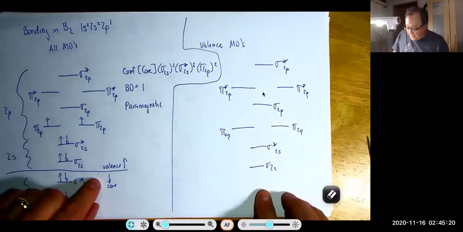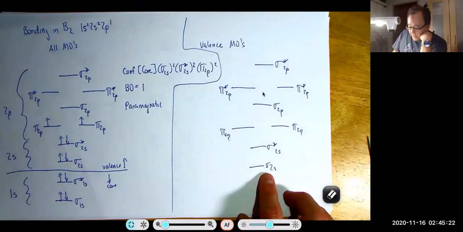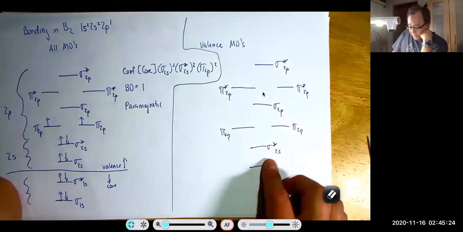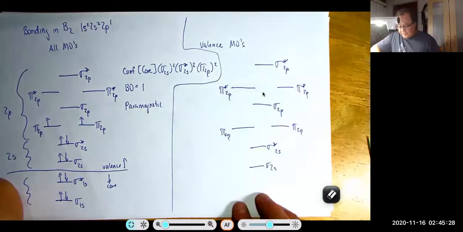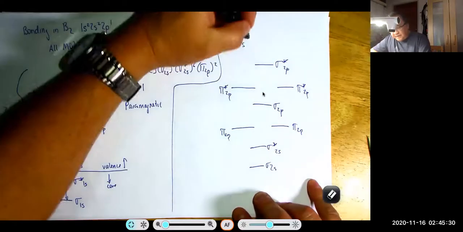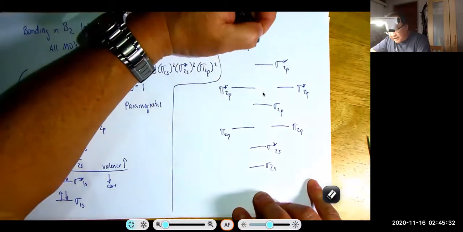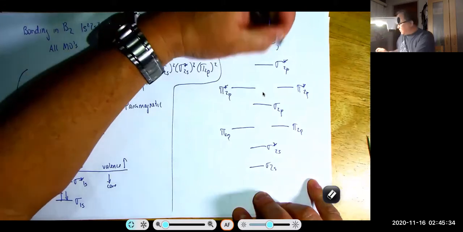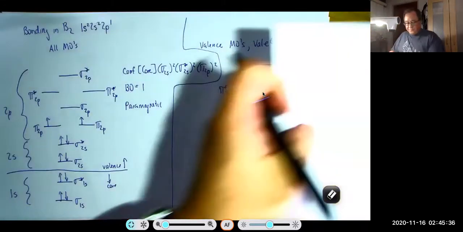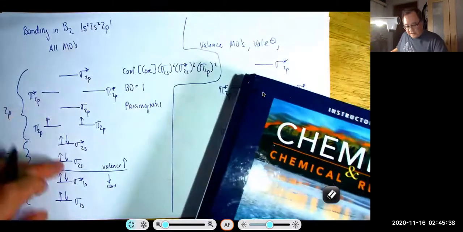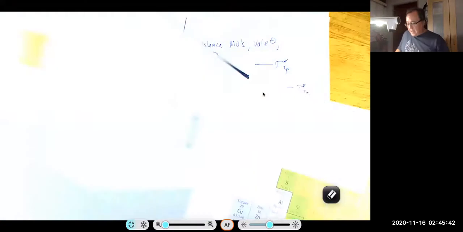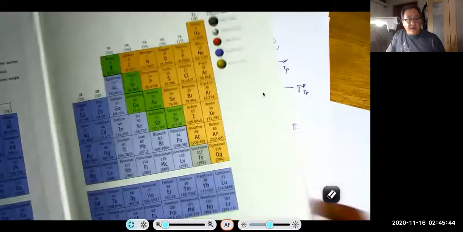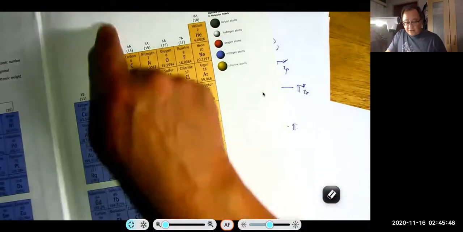And for every bonding MO, you're going to have one above that's a star. So bonding, you got one above that's a star. Bonding, you got one above that's a star. So if we're looking at valence MOs, we need to look at valence electrons. So if we look at our periodic table, we're not counting all the electrons. We're only counting the valence electrons. How many valence electrons does boron have? Well, it's in group 3A, so it only has 3.